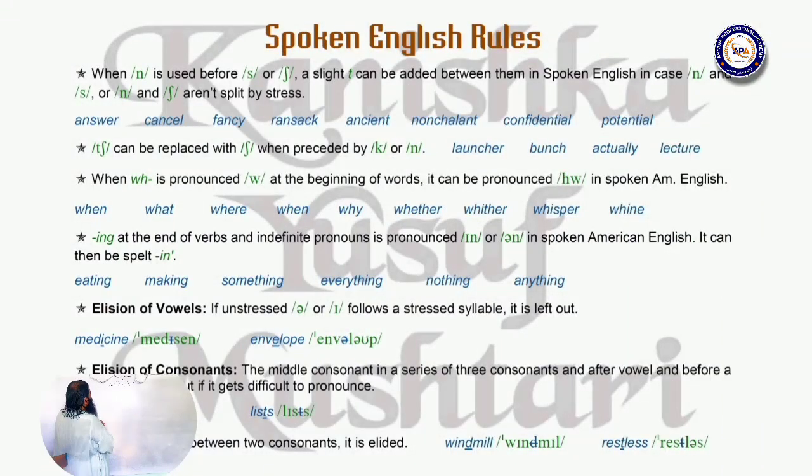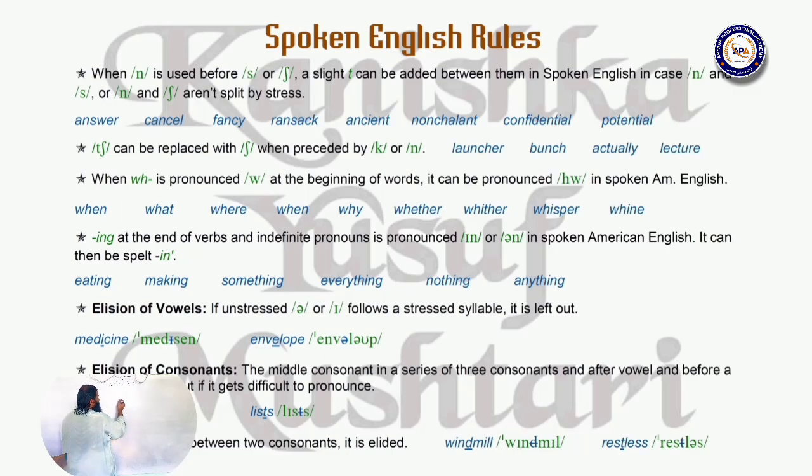Okay, examples for n plus s, like answer, cancel, fancy, ransack. See, answer, answer. Or, for example, cancel, cancel. Whatever the spelling is, we follow the sound. N plus s, again n plus s. So, they will pronounce it like this.